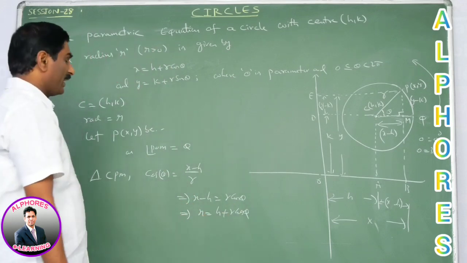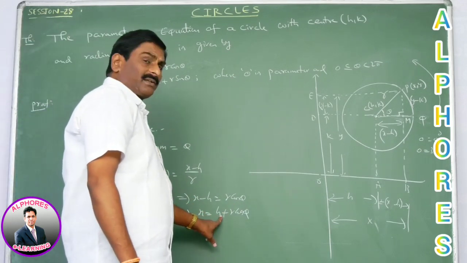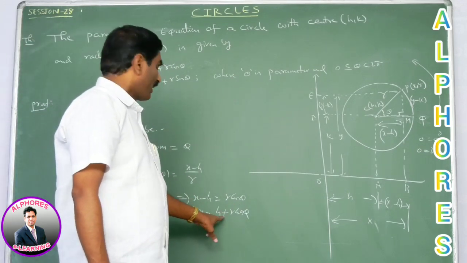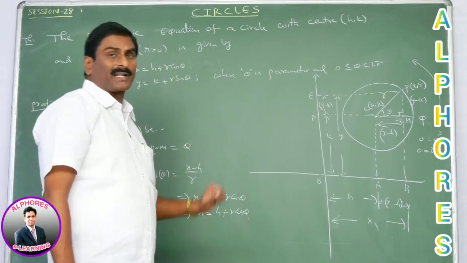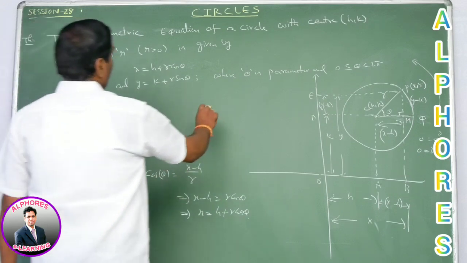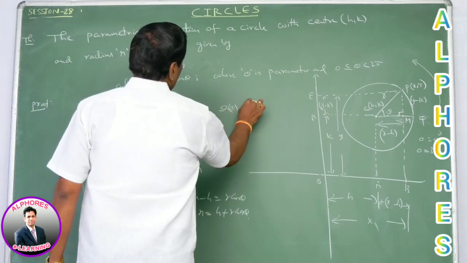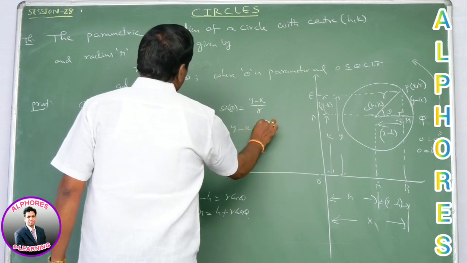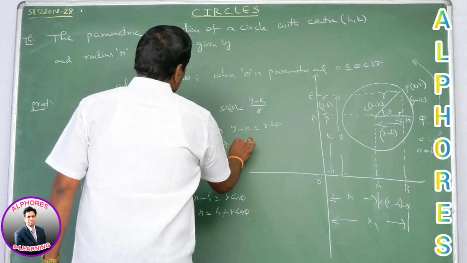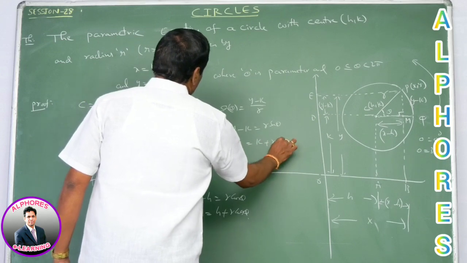Okay. Here h is constant and r is constant. Theta is variable, so the coordinate x is expressed in a single parameter theta. Similarly, sin theta is equal to the opposite side, y minus k, by r. That implies y minus k is equal to r sin theta, which implies y is equal to k plus r sin theta.